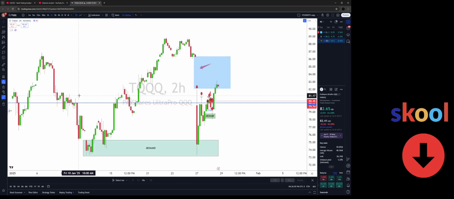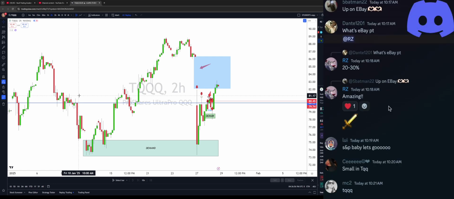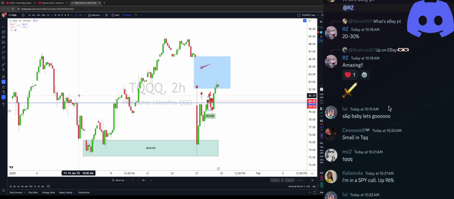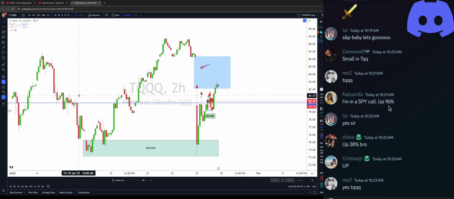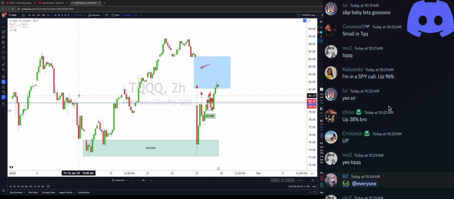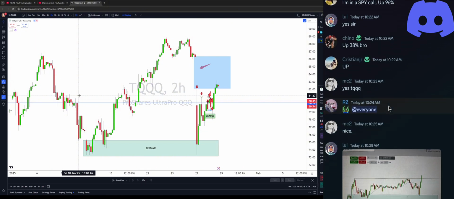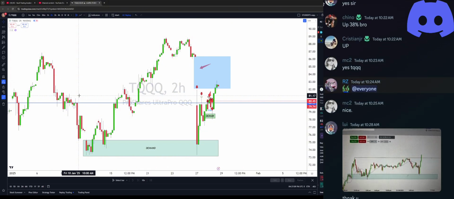So we did it again. We can't make this up. We made massive money inside the Discord team this morning, and this is all from supply and demand. So is the supply and demand method the best method to use in day trading? Yes, it is.